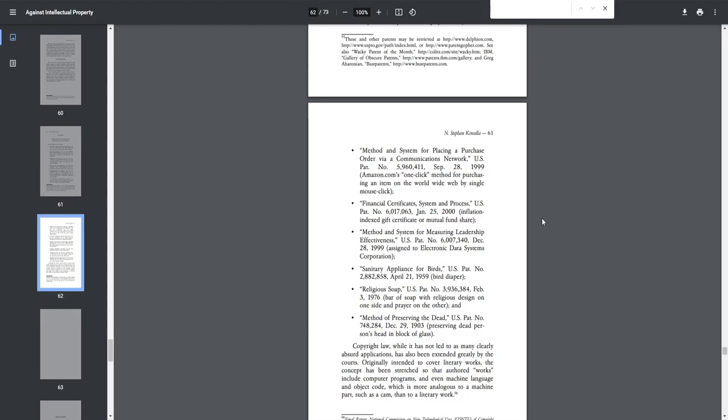Religious soap. Bar of soap with a religious design on one side and prayer on the other. And method of preserving the dead. Preserving dead person's head in block of glass.